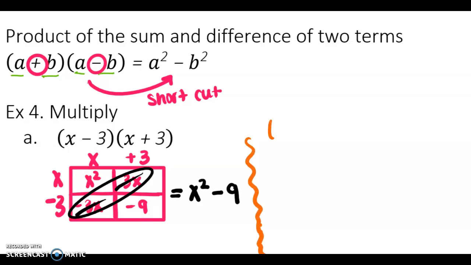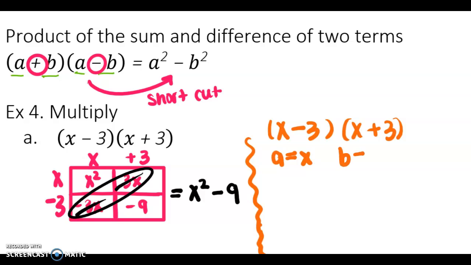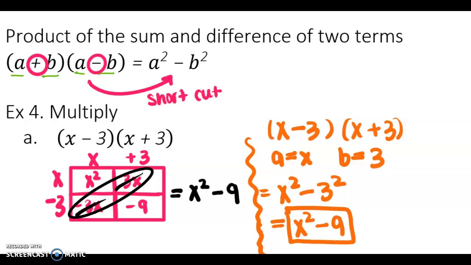Okay, so I'm just going to rewrite it. So you first have to figure out what A and B is. So A is x, and then B, it's always going to be a positive number, so it'd be 3. And then you just plug it into the formula. So x squared minus 3 squared. So that's going to give you x squared minus 9. All right, and so that would be the shortcut. And the further you go along in math, the more and more you're going to see this shortcut, and the more and more you're going to be familiar with it.